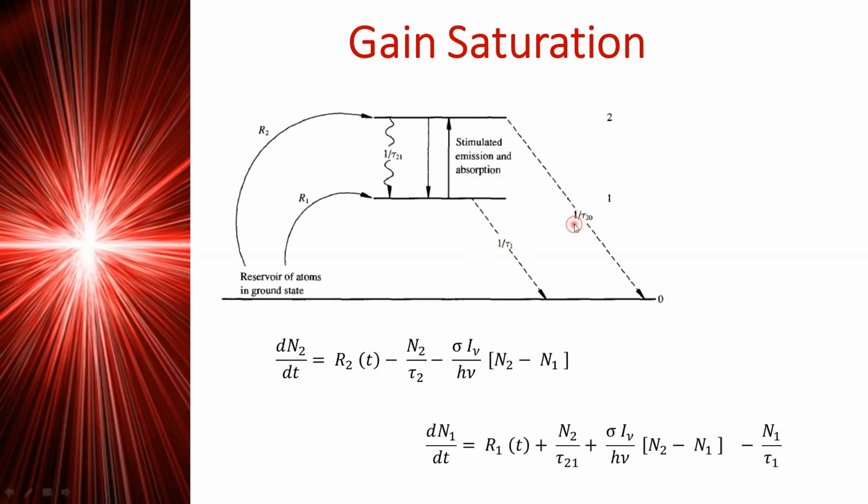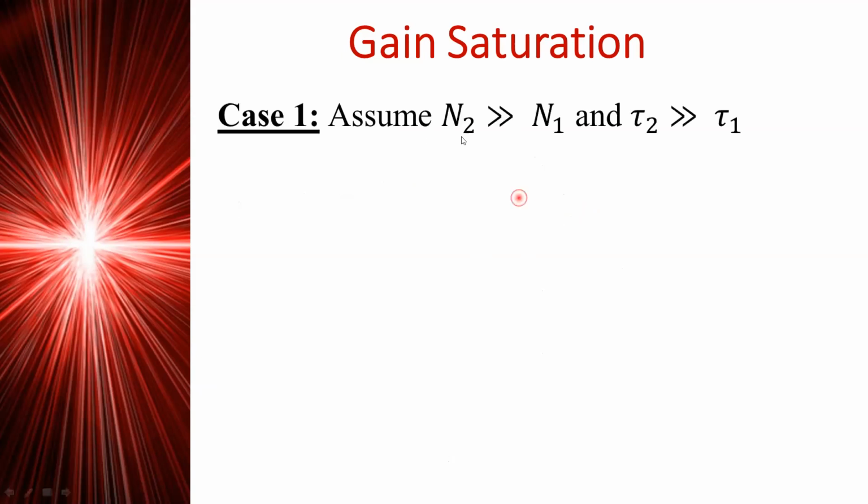That's why N2 greater than N1 and tau 2 greater than tau 1 are somehow correlated, because when you make the lifetime of the electron large, that means that the rate is small, and that means that the population is higher. So that's why I need you to understand these two conditions. Now, what is the impact when I said that N2 is much greater than N1? What is the impact of it?